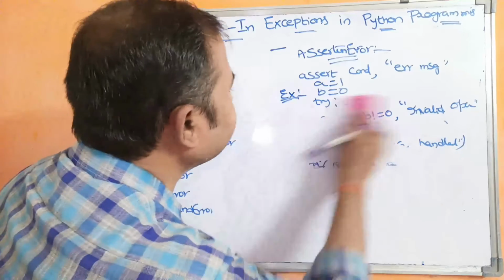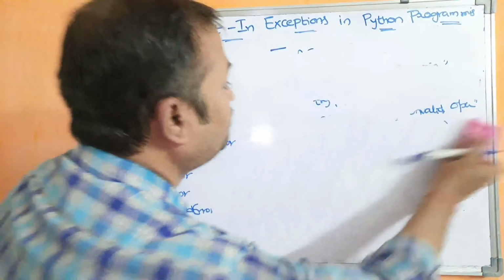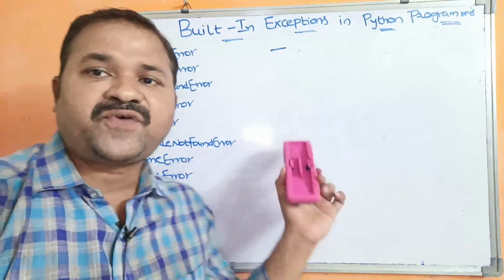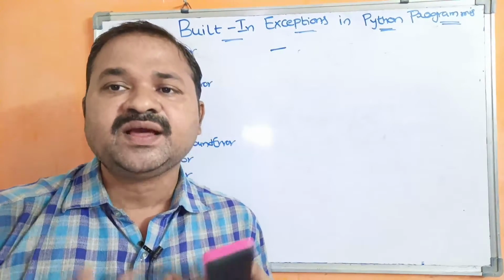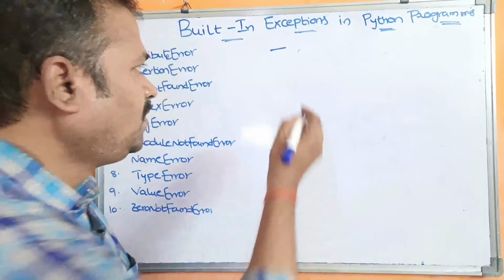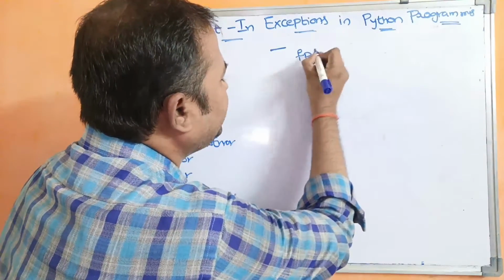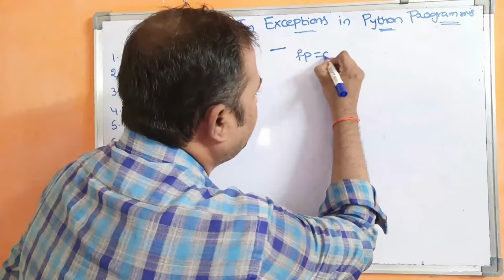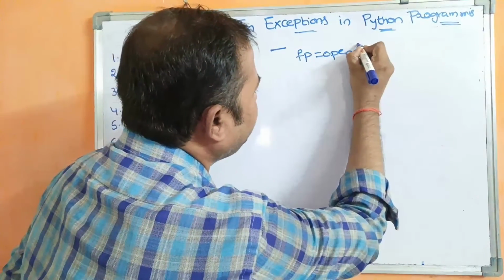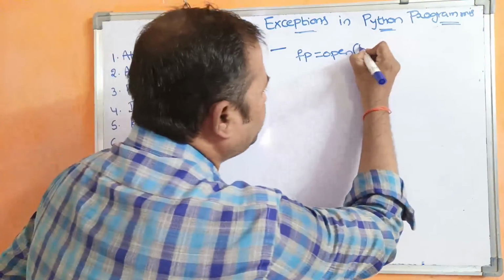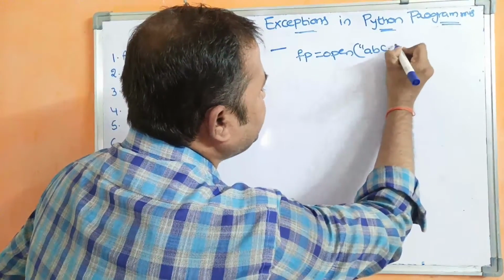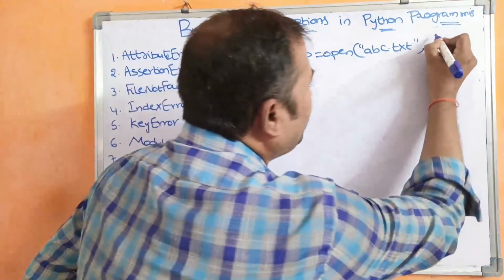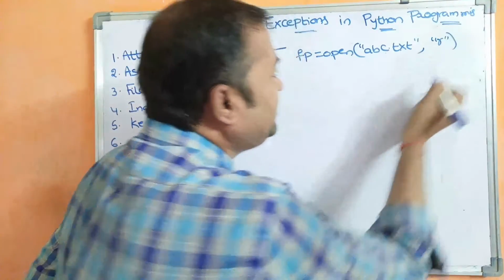Now let us see the next one, that is file not found error. File not found error is raised if the file is not available, that is, if you are trying to perform an operation on an invalid file, a file which doesn't exist. Let us write the syntax. Let us open the file: fp is equal to open of abc.txt, which is not there in the system, comma, the mode of the file. Here we have to open the file in read mode.